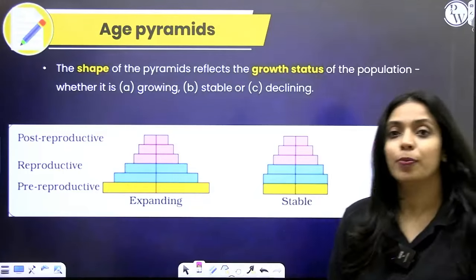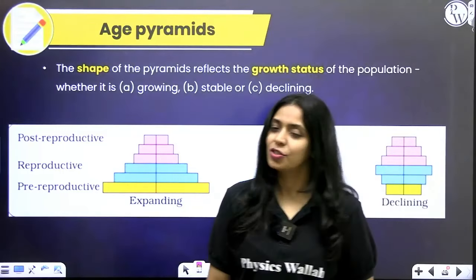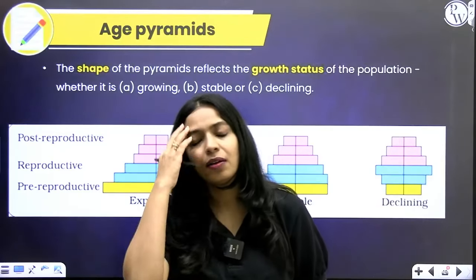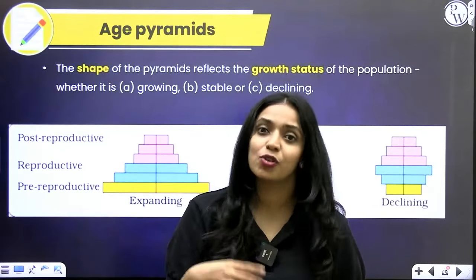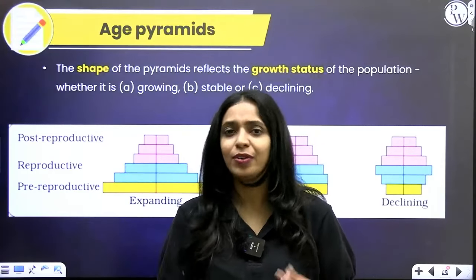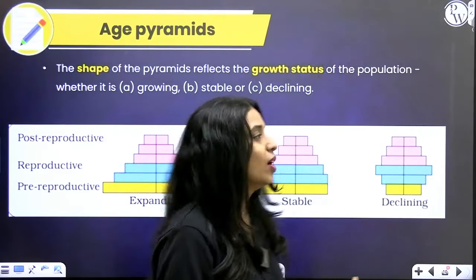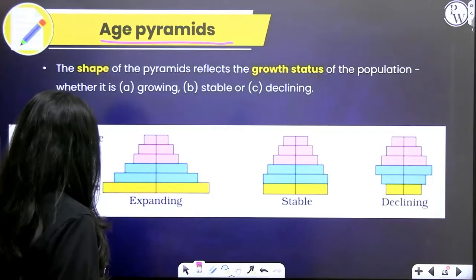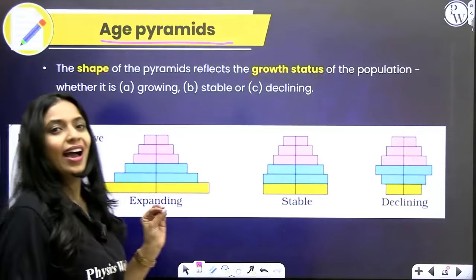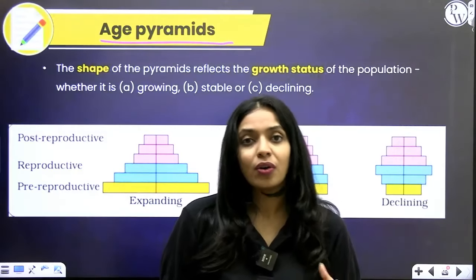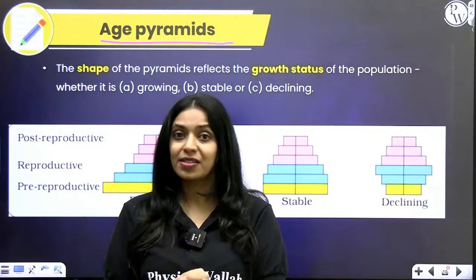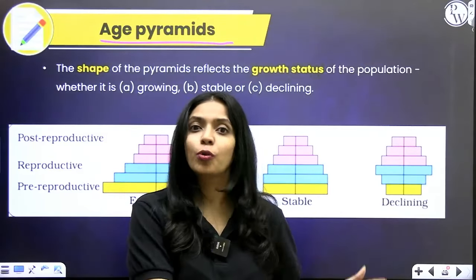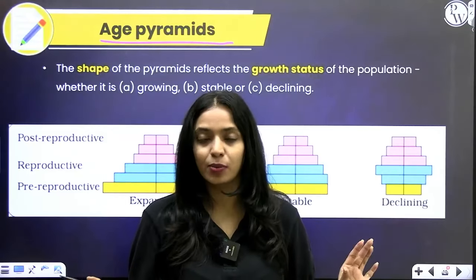Just because we call them pyramids, it is not necessary that these age pyramids are always triangular in nature. Depending upon the percentage of individuals present in different groups, you can have different shapes for your age pyramids. Regardless, we call them age pyramids only. Now, what you're looking at here is generally how age pyramids are plotted. So the percentage of individuals present in different age groups, I said, how do we differentiate what age group, how to group these different individuals?